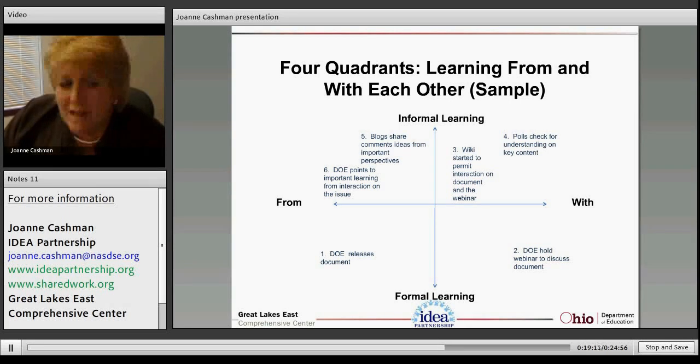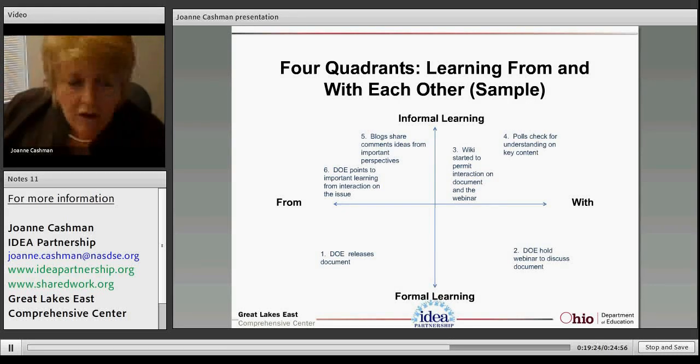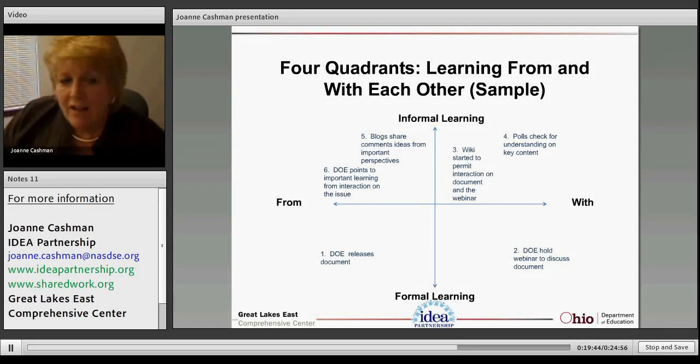Now, you see, this is quite different than just releasing a document. It still starts with releasing a document, but as you follow this around, the department in this case has done two things that are very much like their previous formal kinds of learning, and then they have moved up to the top of these quadrants, and they're looking at informal ways to add on to the things that they have typically done and to engage the field more directly in the work that they're doing. Now, the last and the most important of all of this is number 6.